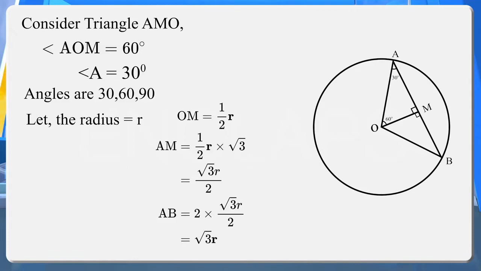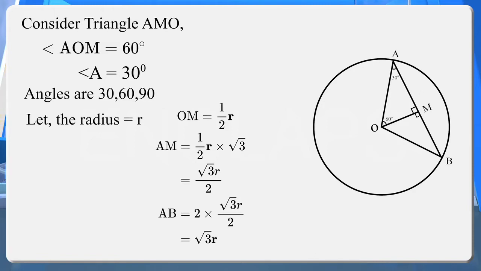It's because to find the side opposite to 30-degree angle, the side opposite to 90-degree angle must be divided by 2. Like this, the length of AM or half chord will get by multiplying 1 by 2r by root 3. So, AM equals root 3r by 2. We will get AB by multiplying AM into 2, that is 2 into root 3r by 2, which equals root 3r. 2 and 2 will be cancelled.